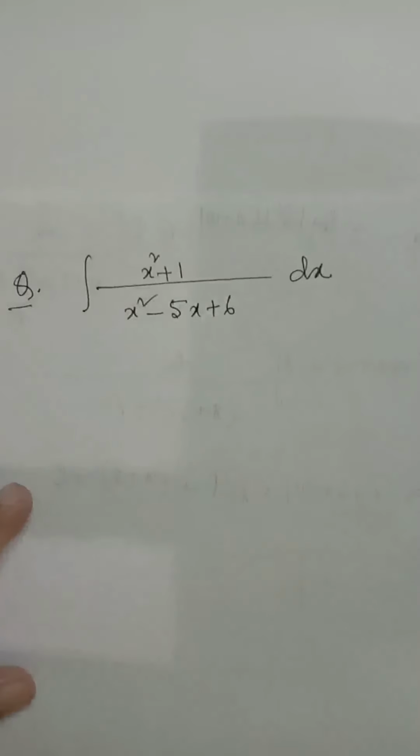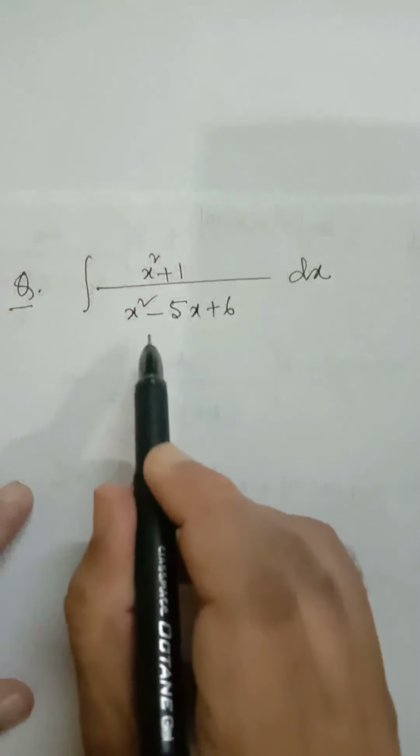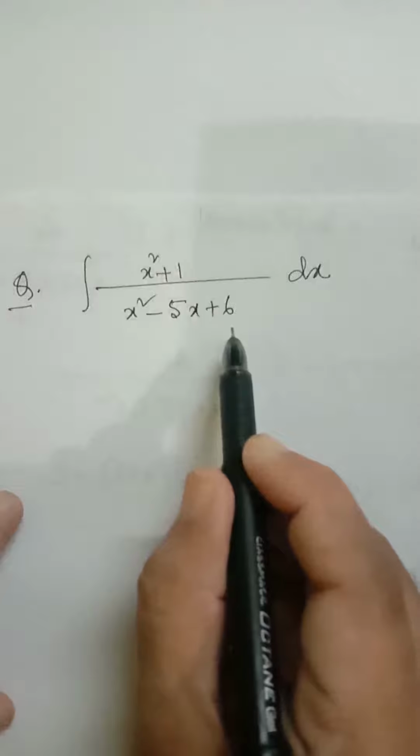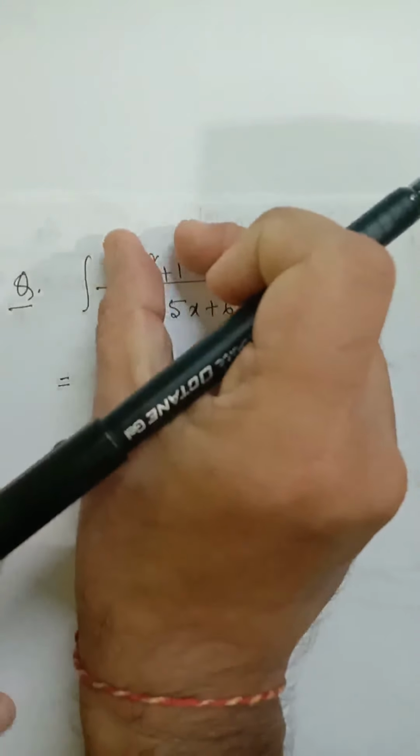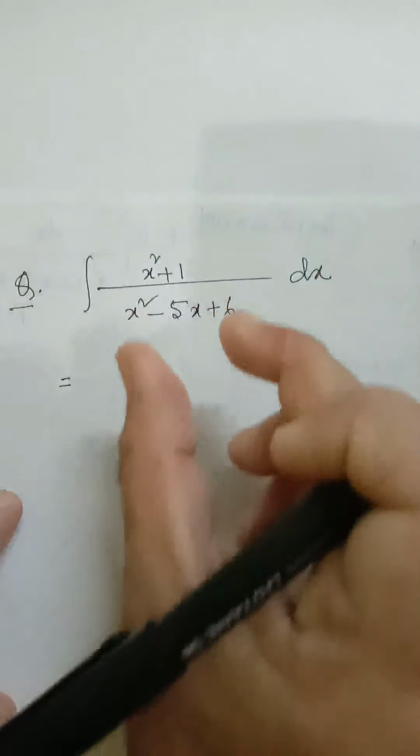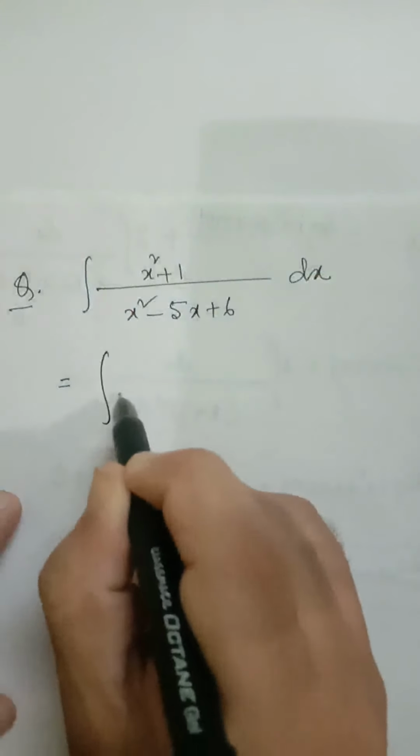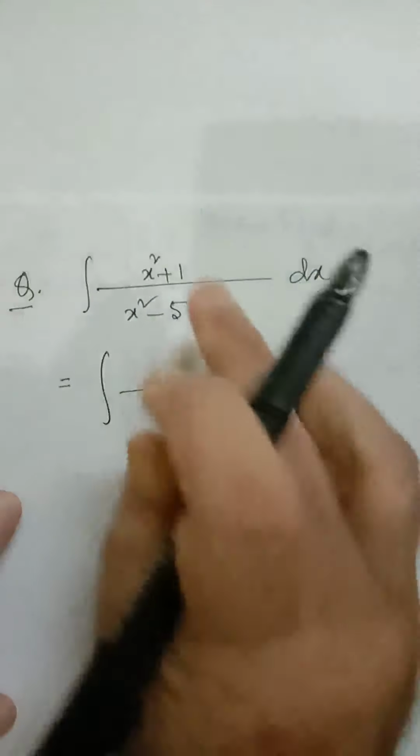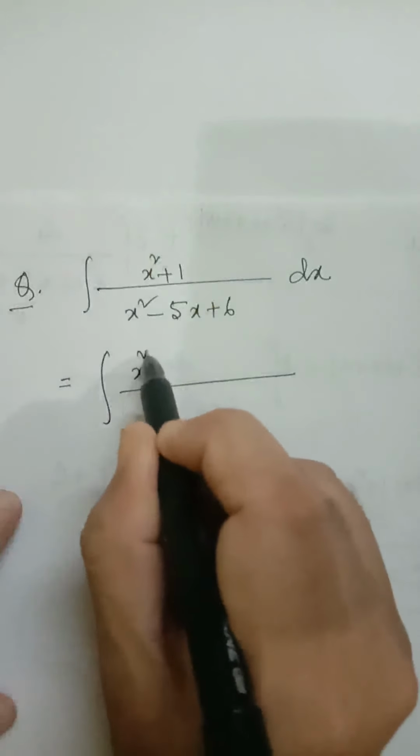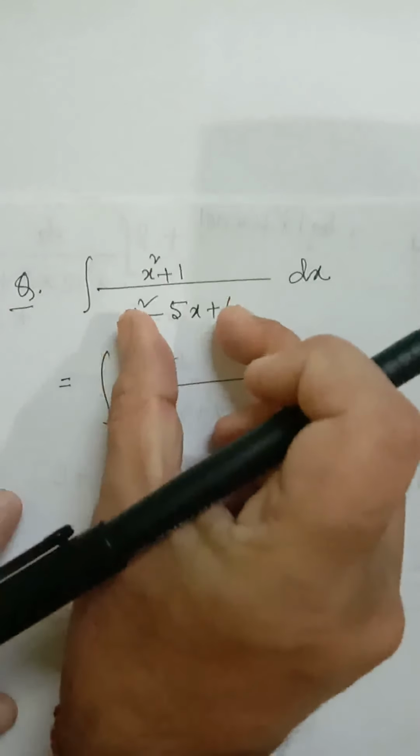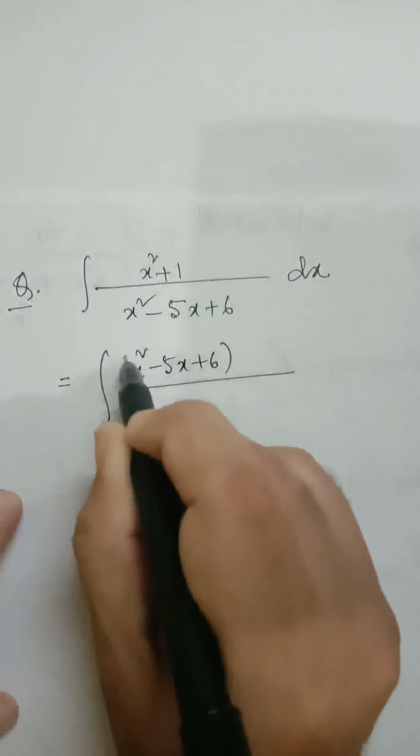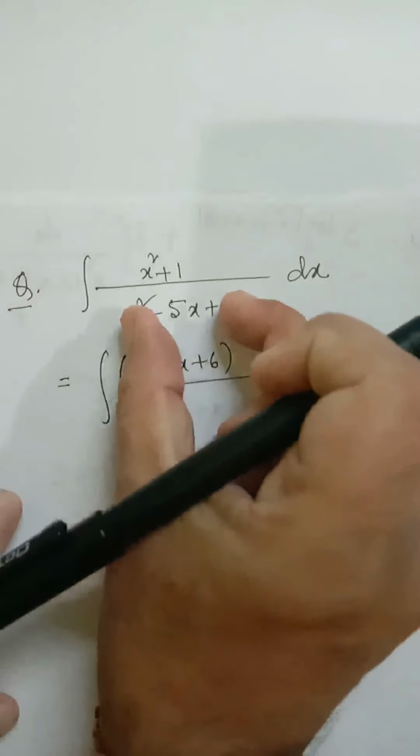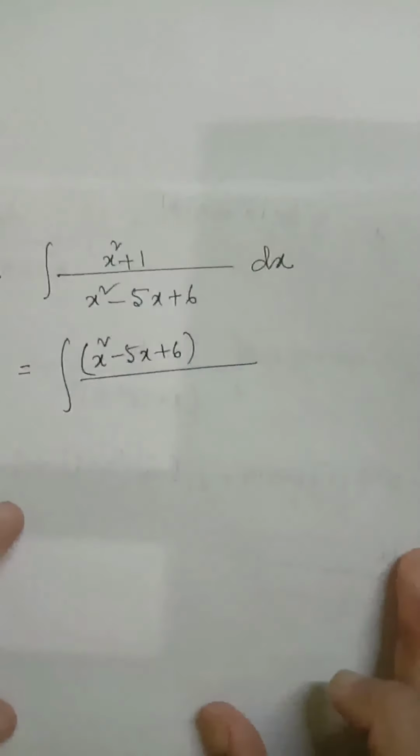Next, to integrate (x square plus 1) divided by (x square minus 5x plus 6). For that, again, you see, this is a quadratic polynomial, this is also a quadratic polynomial. First we have to divide, and how to divide, we'll write the numerator. You can see the numerator is x square plus 1, but we'll write the denominator in this place, in the numerator: x square minus 5x plus 6. First of all, we'll write this here in the numerator, and now we have to adjust.